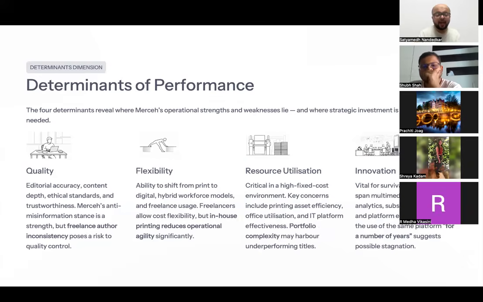Okay. And what are the four determinants of performance? Quality, flexibility, resource utilization, and innovation. Okay. Have a look once.